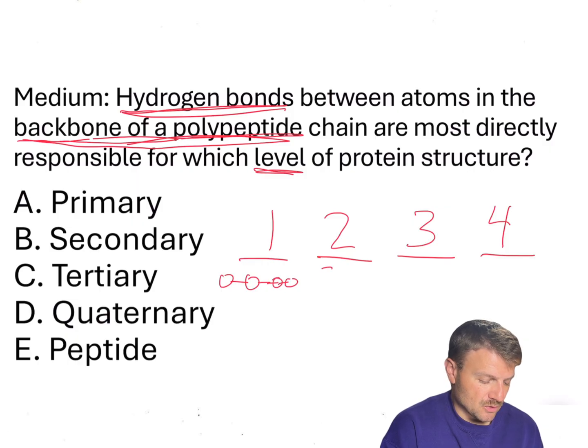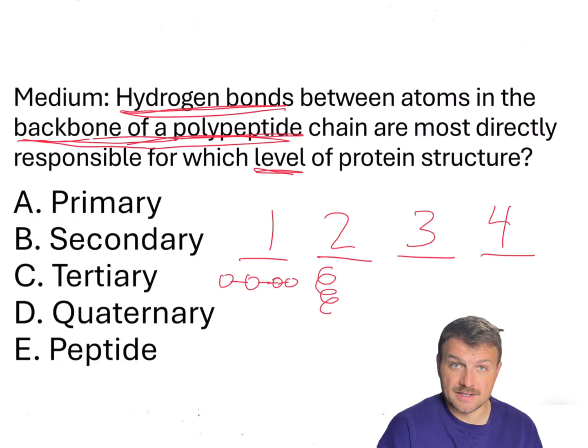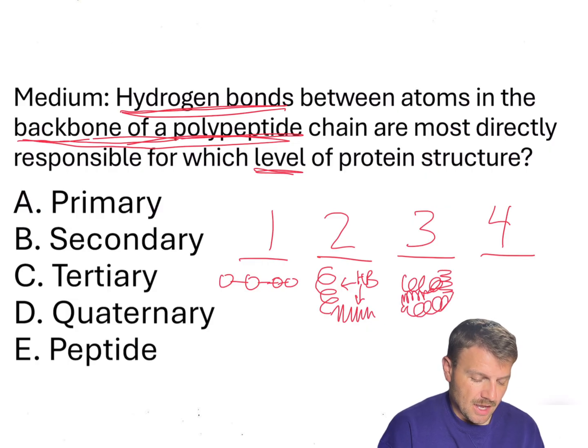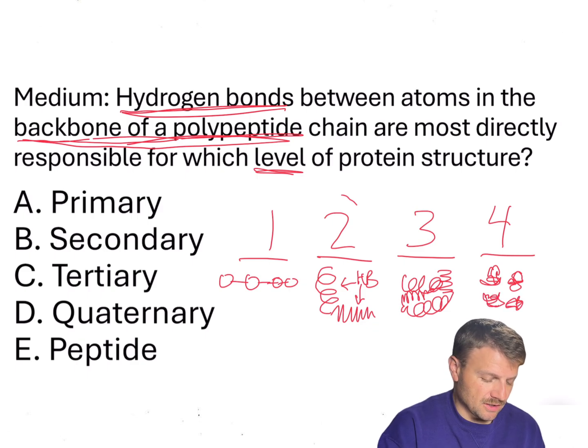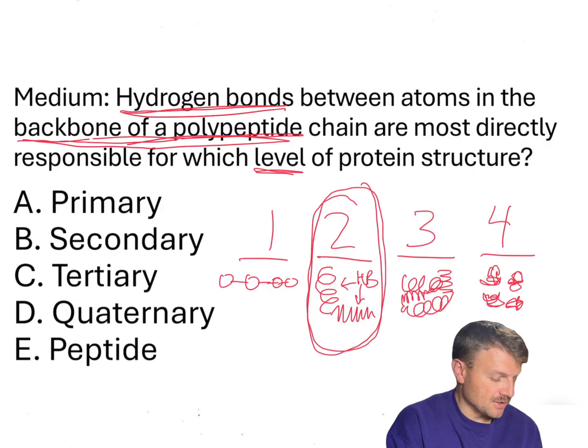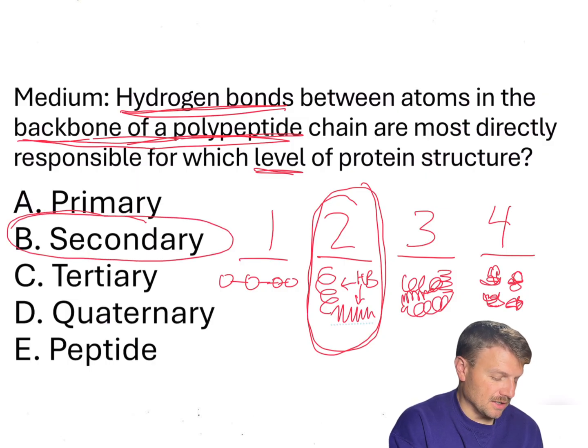Our secondary level is where they start to bond on each other and create these alpha helixes and beta pleated sheets. Now, in these different structures, there are those hydrogen bonds that the question's talking about. Tertiary is when these start bonding together and start forming a larger structure. And then quaternary is when there are several of these polypeptide chains and they're bonded together. So I am initially thinking that the second level here is what they're thinking about. And if I look at my answers, it is there, and it is B, and that is the correct answer.